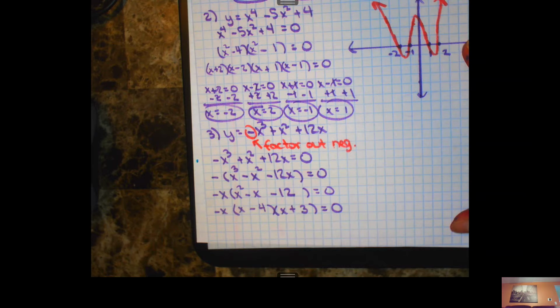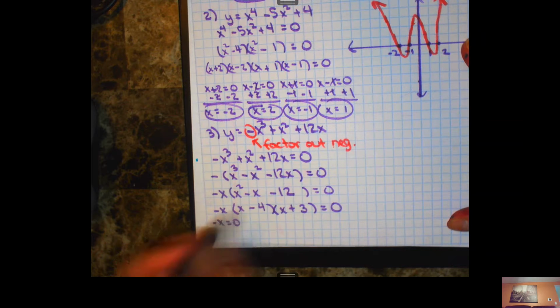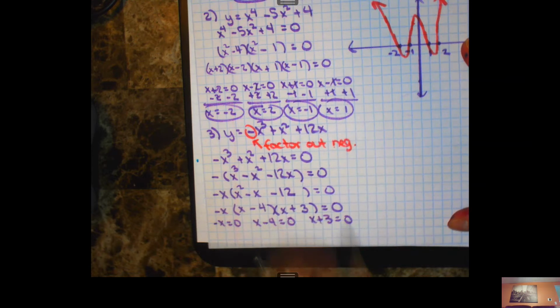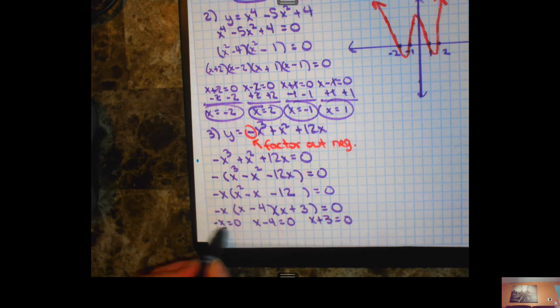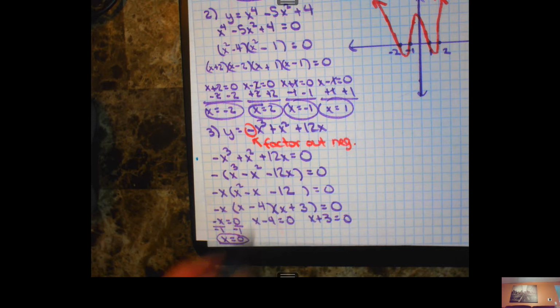And now I split them apart. So I have 3 answers because x counts. So I have -x equals 0, x minus 4 equals 0, and x plus 3 equals 0. And we solve them all. For this one, you can ignore the negative or you can work it out to show that when you divide by a negative, you still get 0. So our first answer is 0. Second answer, we add 4: x equals 4. And third answer, I subtract 3: x equals -3.